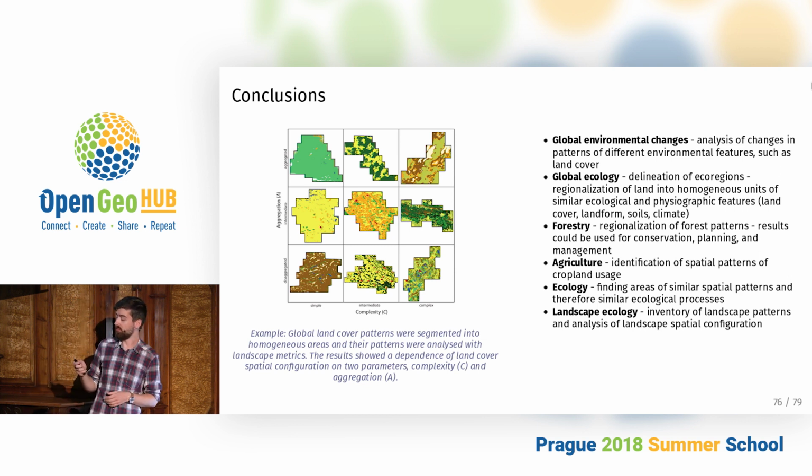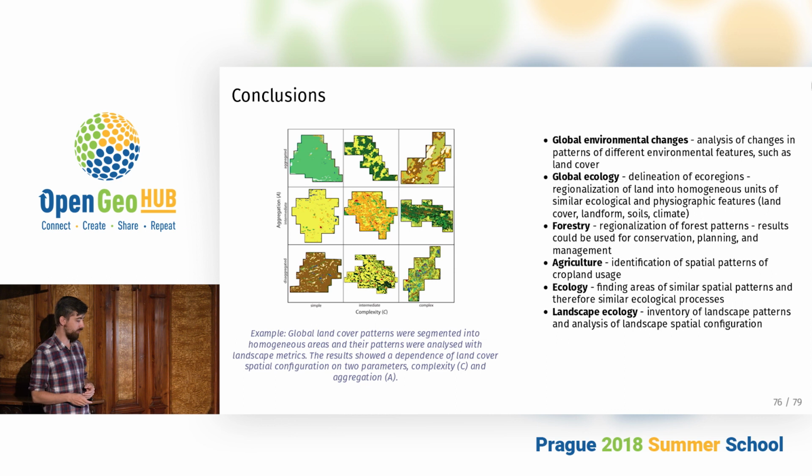For example, this is a figure from our paper where we divide the whole world into homogeneous regions of similar pattern. And we found out that basically you can group those patterns into several categories based on the aggregation and complexity of pattern. So here we've got something very aggregated, less aggregated, and the least aggregated, and here we have something simple and we are going to something complex. And of course this could influence a lot of ecological processes. So just think about what your question is and if that question can be answered with this kind of approach.